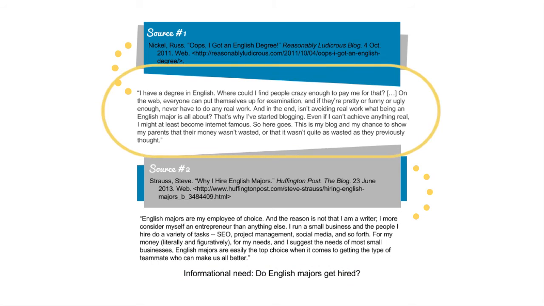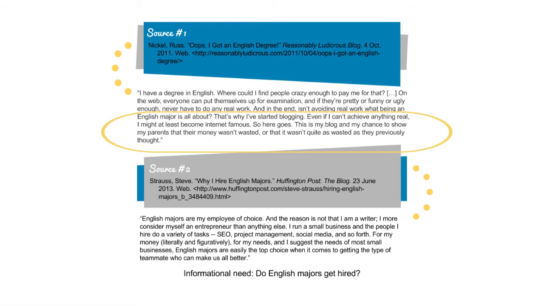The excerpt from source 1 suggests that people would be crazy to hire someone with an English degree. But the author's purpose for writing is clear in the last two sentences. He's introducing his blog. Because of his purpose, to promote or sell himself and his blog, he writes what he thinks the general public wants to hear about English majors. After all, he's trying to be internet famous, and what better way to do that than to play into the stereotype about English majors?